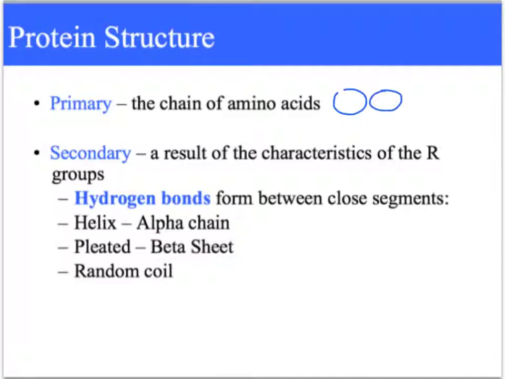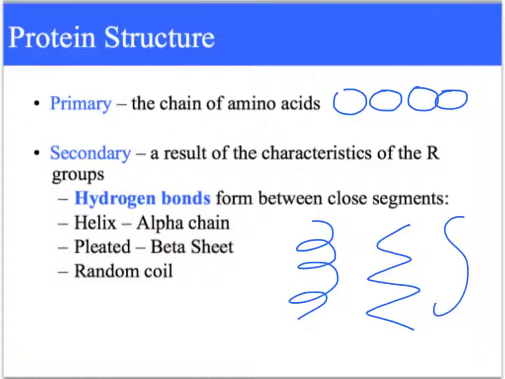So we've just got our chain of amino acids. It's just like a beaded necklace. Secondary, that is determined by the characteristics of the R group. So there on the top, I've got my amino group on the left-hand side, my carboxyl group on the right-hand side. Hydrogen bonds form between close segments. We already know hydrogen bonds are strong, but they can be broken. I've got my alpha helix chain and my beta pleated sheet. Also, I've got random coils. In an exam, you must write alpha helix, you must write beta pleated sheet. It is important that you get the alpha and the beta in there. It's not enough to write helix or pleated. You do need to write in the additional information.